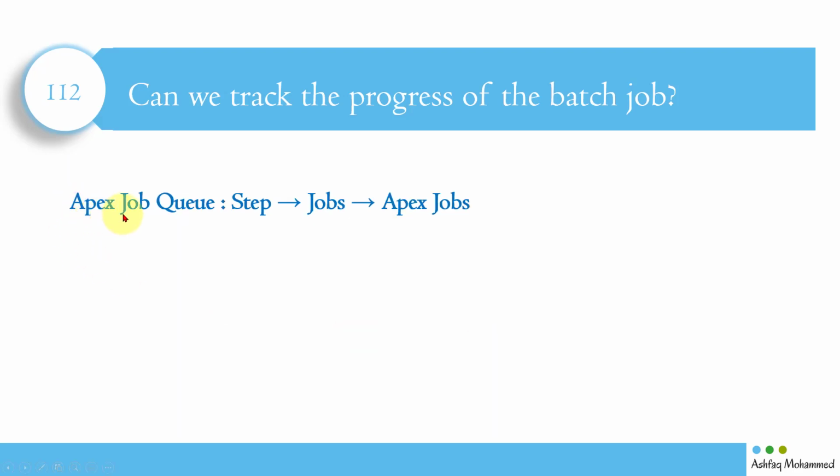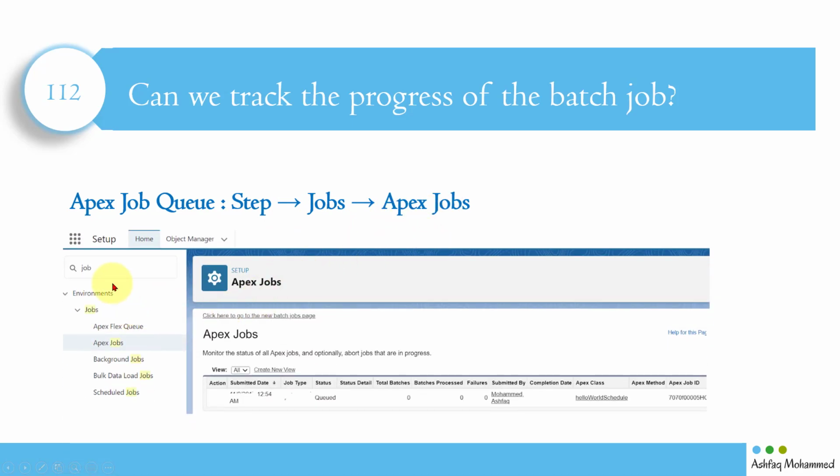From the UI, you have to go to Setup, then Jobs, and then Apex Jobs. Then you will see this screen, the queue.